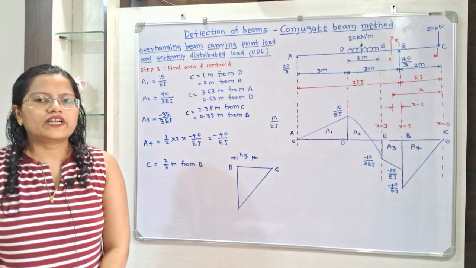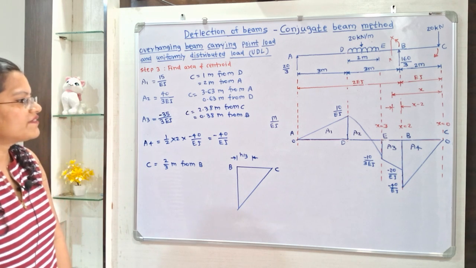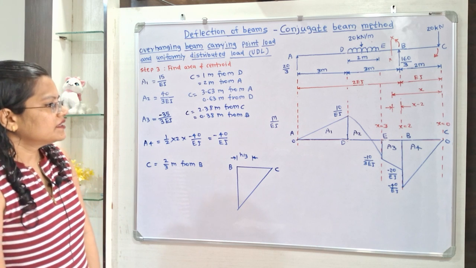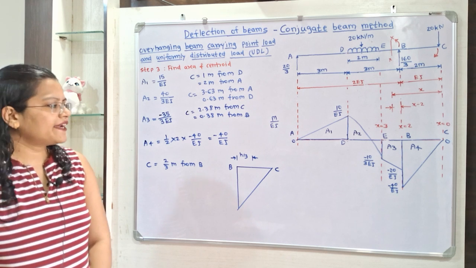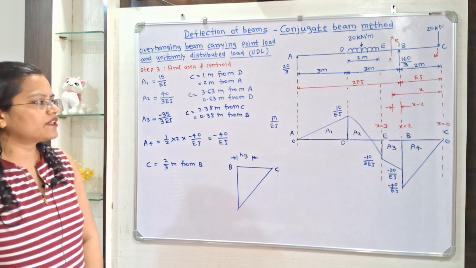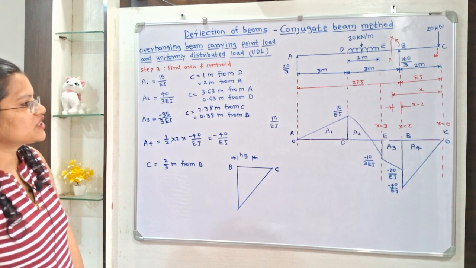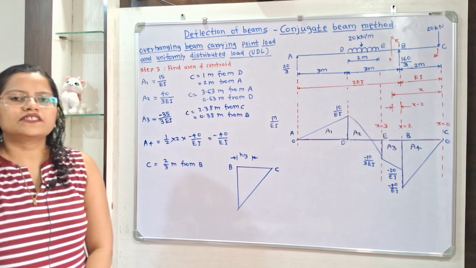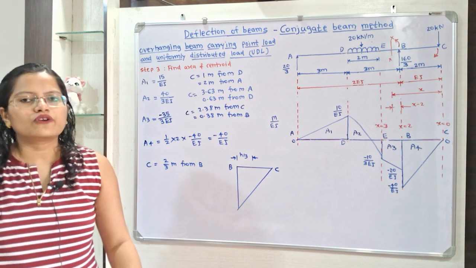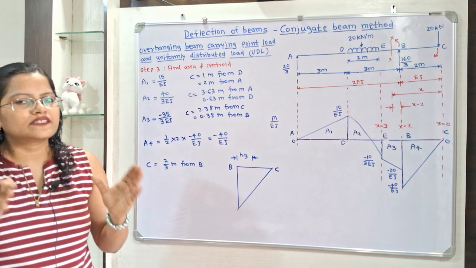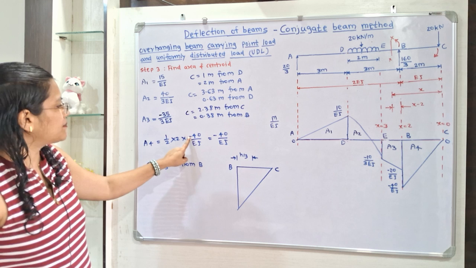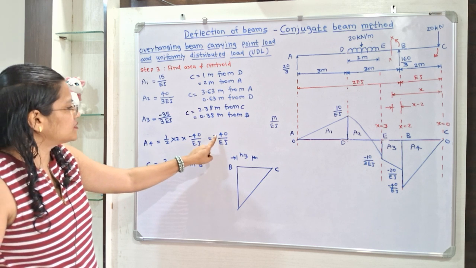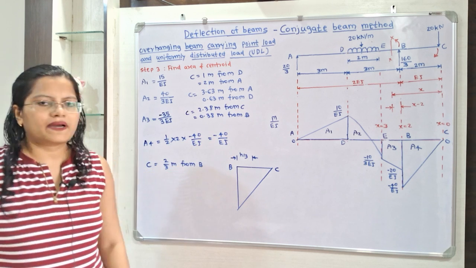Now we will calculate area A4. So it is of triangle shape, and if we observe its dimension, then at this end point there is minus 40 by EI, and for the section BC the distance is 2 meters. So for triangle we know that half multiplied by base multiplied by height. So half multiplied by 2 multiplied by minus 40 by EI, which is equal to minus 40 by EI.